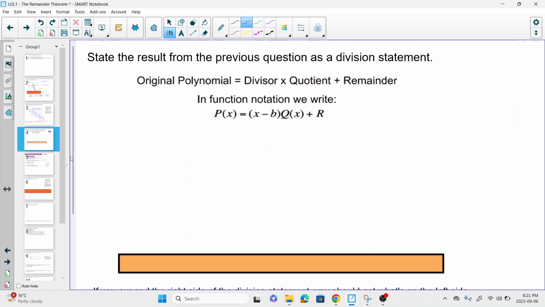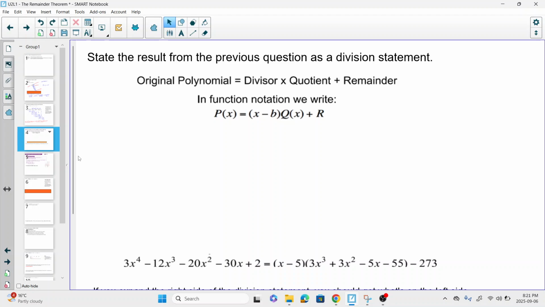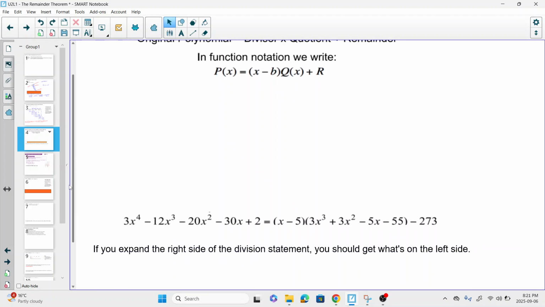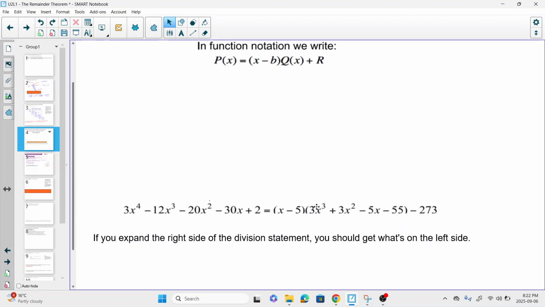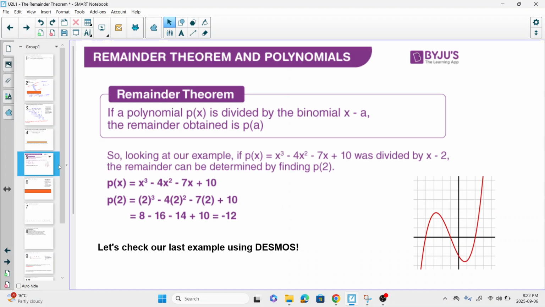Okay, so, oh yeah, I had already put it there. Okay, so there we got our answer, and then again, if we expand either side, then we would have the same thing. Okay, so the remainder theorem, what does this have anything to do with this?